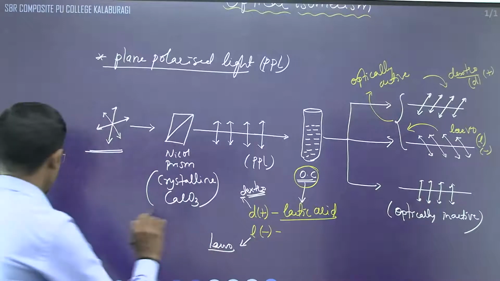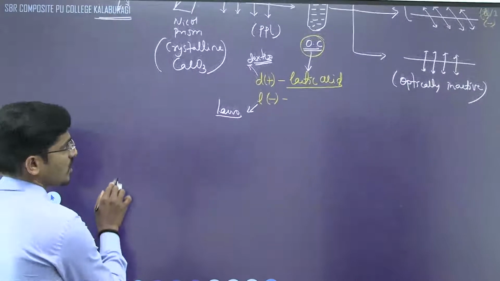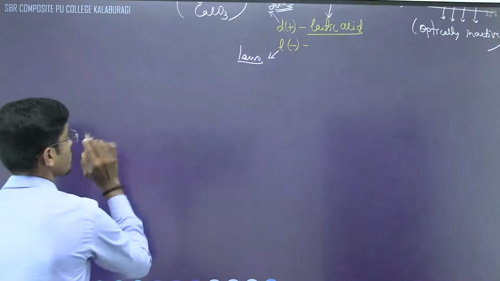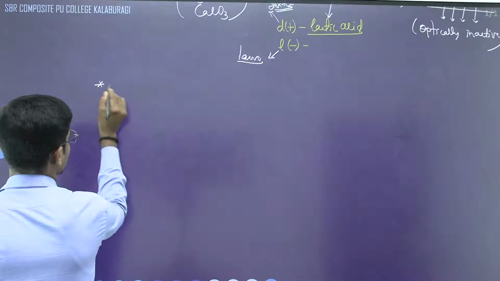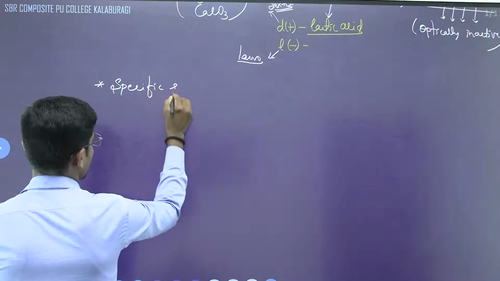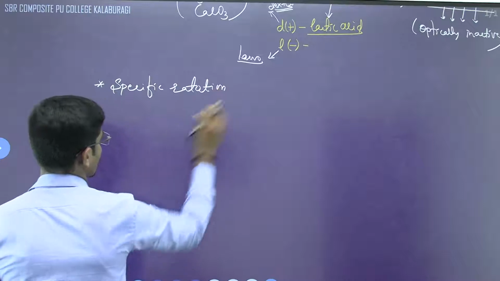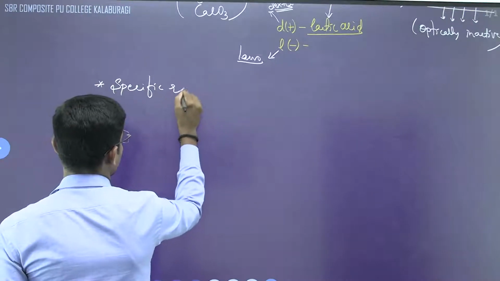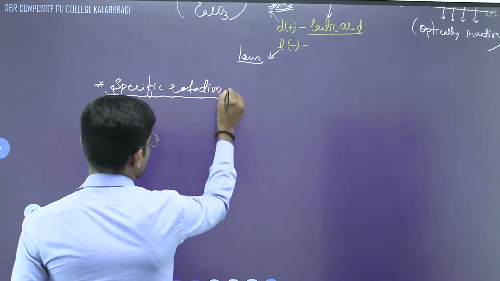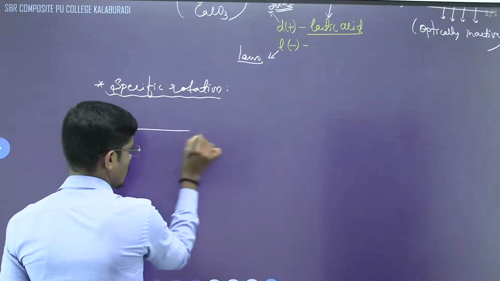Now, one more specific term we are using here is specific rotation. So, what is meant by the term specific rotation? This specific rotation is nothing but, so this is the plane polarized light.